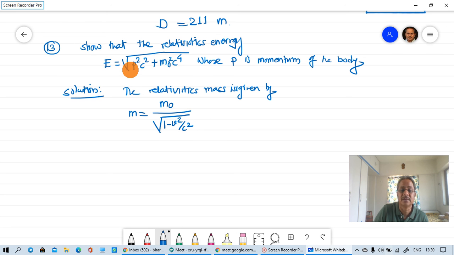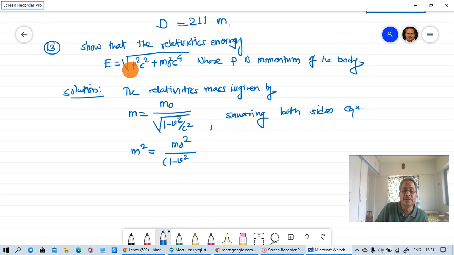Now it's very simple algebra. Squaring both sides of the equation. Actually, we are just doing mathematics here. So that gives me m square is equal to m0 square divided by 1 minus v square upon c square. The right hand side can be written as c square minus v square upon c square. This c square can be taken in the numerator, so it becomes m0 square c square divided by c square minus v square. Using this, I can take c square minus v square to the left hand side, so the next is m square c square minus m square v square is equal to m0 square c square.